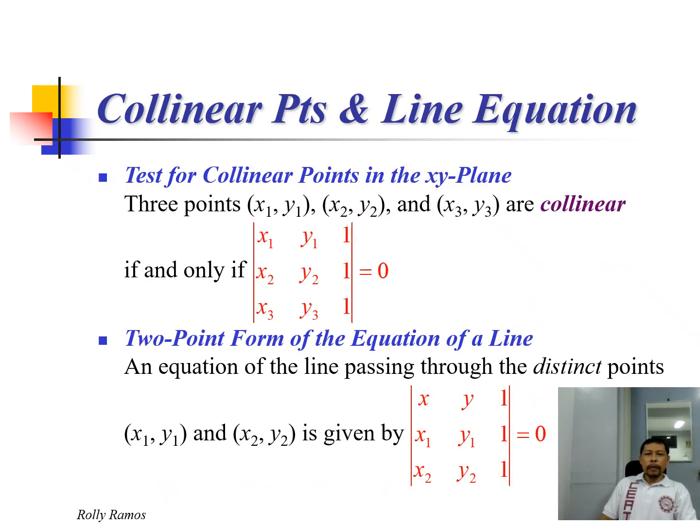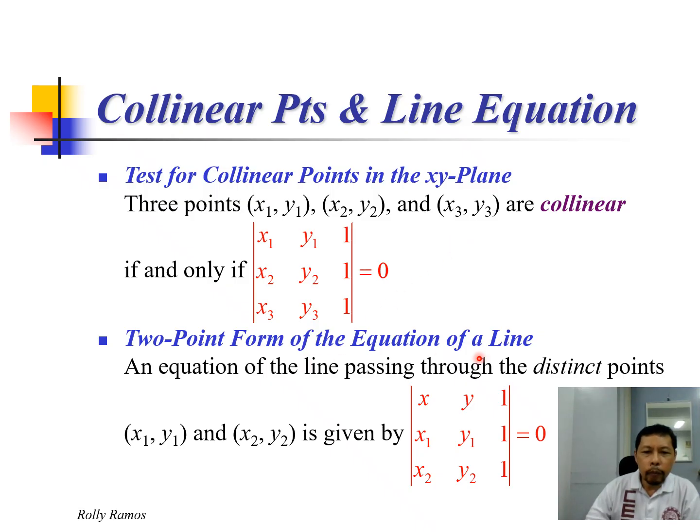Collinear points and line equation. Test for collinear points in the xy plane: 3 points x1, y1, x2, y2, and x3, y3 are collinear if and only if the determinant of their coordinates is equal to 0. We have seen that in the previous example.